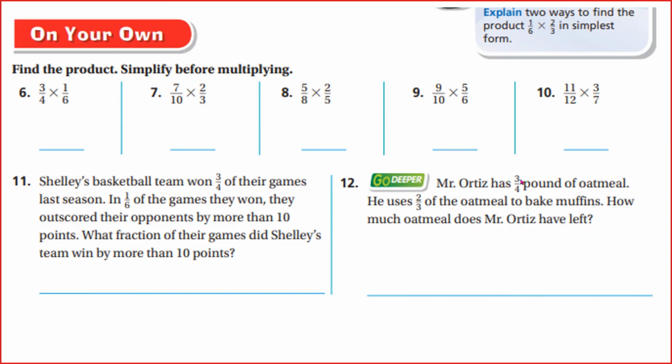Mr. Ortiz has 3/4 pounds of oatmeal. He uses 2/3 of the oatmeal to bake muffins. How much oatmeal does he have left? Number 12. I want you to solve number 12. We're going to multiply 3/4 by 2/3 to know how much he used to bake muffins. Okay, yes, let's multiply them.